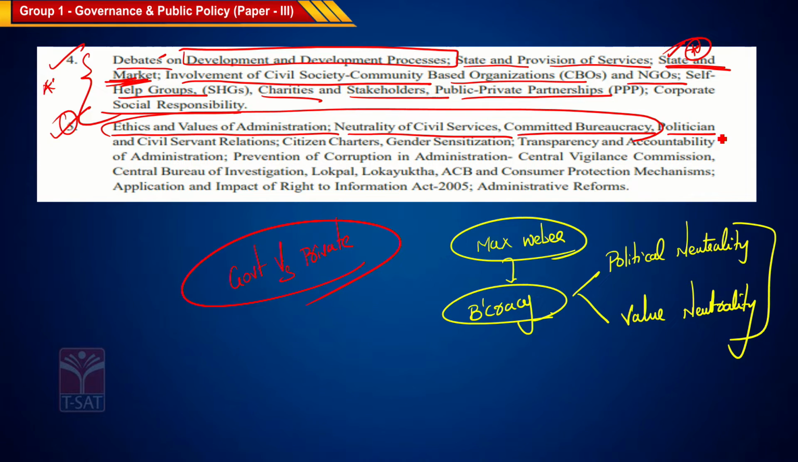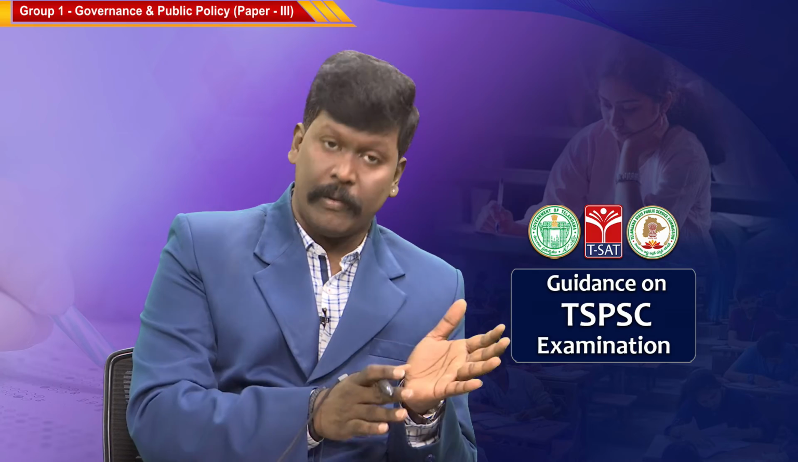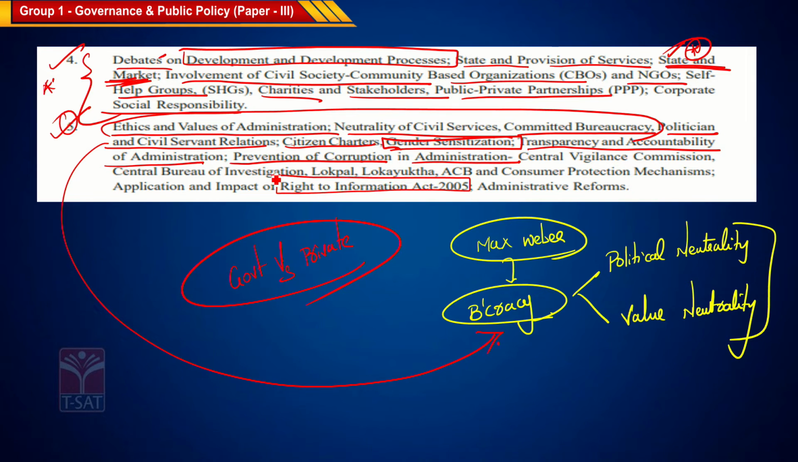The next one we have is political and civil servant relationship, the same thing here. Citizen charters, gender sensitization, transparency and accountability of administration, out of which prevention of corruption in administration. As part of the prevention of corruption in administration, we have something called Central Vigilance Commission, Central Bureau of Investigation, ACB departments. We also have something called Right to Information Act. See, the topic is very clear. It talks about applications and impact of Right to Information Act. Then we have administrative reforms. So these are the things we need to focus on in chapter 5.